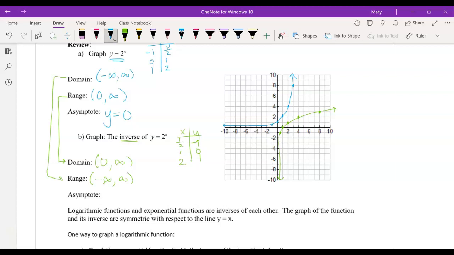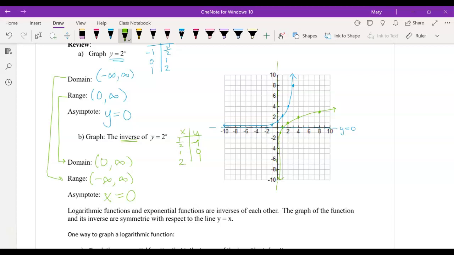But if we're looking at our asymptotes, our original asymptote was a horizontal asymptote here at y = 0. But when we graph the inverse, this y is going to become an x because we are switching x and y. And your asymptote here is going to become a vertical asymptote.